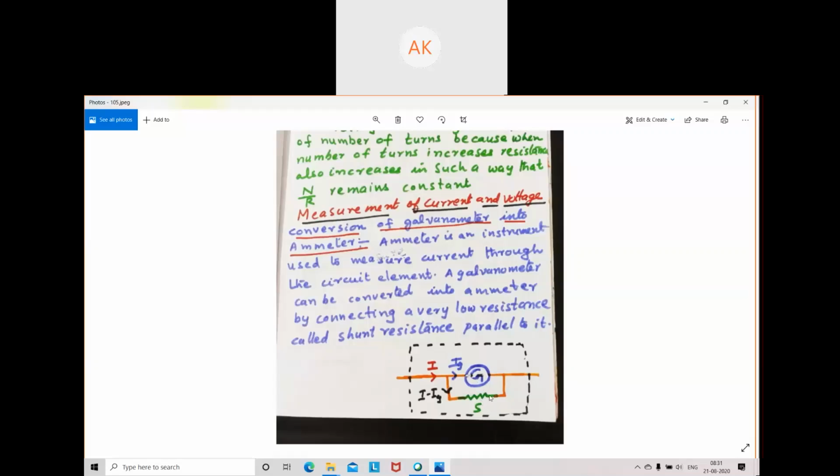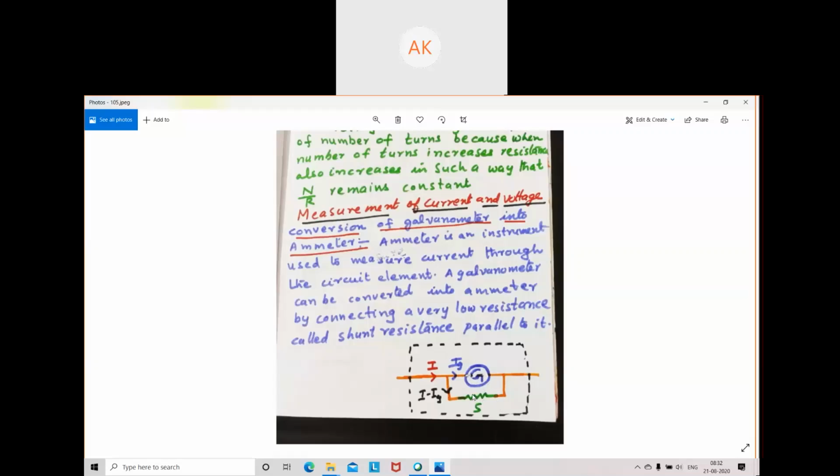So what will be the effective resistance? For parallel combination, 1 by RT equal to 1 by G plus 1 by S. And as this value is very small, effective resistance will be very small. In a parallel combination, effective resistance is less than the least value. Effective resistance will be less than the shunt resistance. So what happens when it is connected in a circuit? It will not draw current.